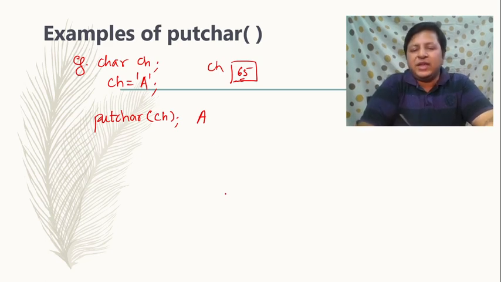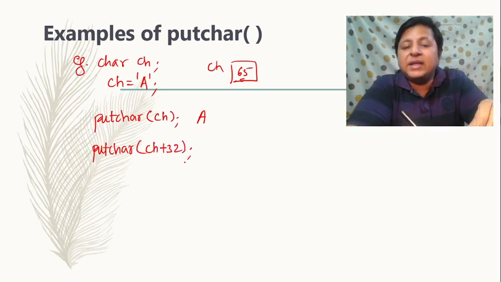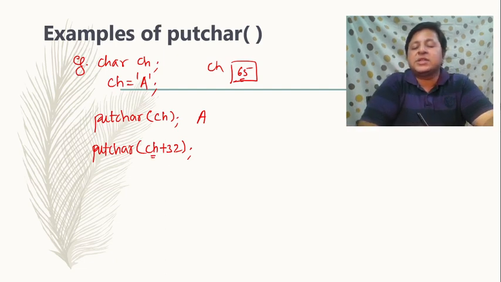Now I can do some variations also, like putChar in brackets ch plus 32. See what is inside: it is an expression. First it will take what is in ch, which is 65, and add 32. 65 plus 32 is 97. Now this 97, which is the value of the expression, will be considered as an ASCII value. 97 is the ASCII value of small a, so it will print small a. Are you getting it? That's how the things can be interpreted.